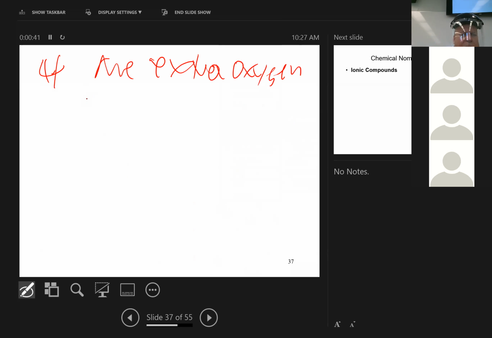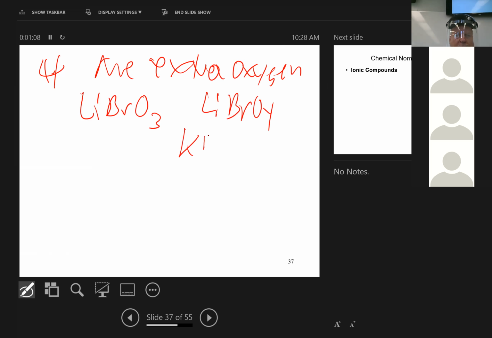Okay, so essentially if you have something like this, what is that compound called by the previous rule? Yeah, lithium bromate. What's that? Lithium perbromate. What's that? This fits number 4. This is 1 extra. So this is potassium permanganate.